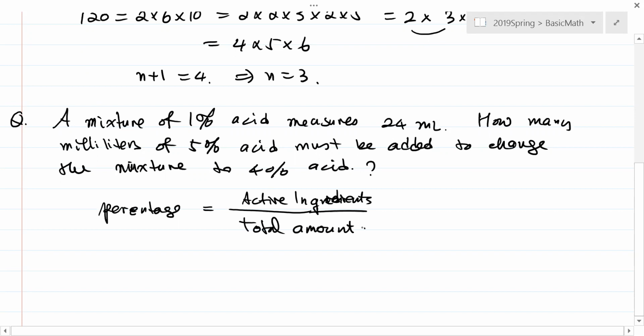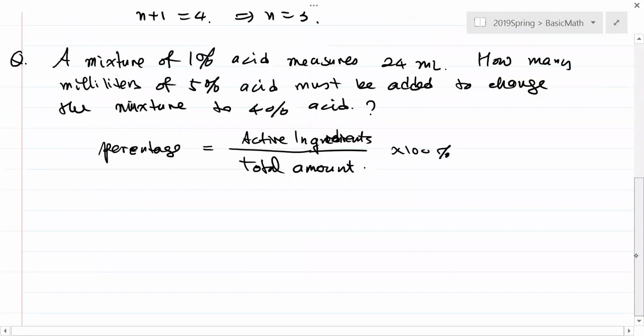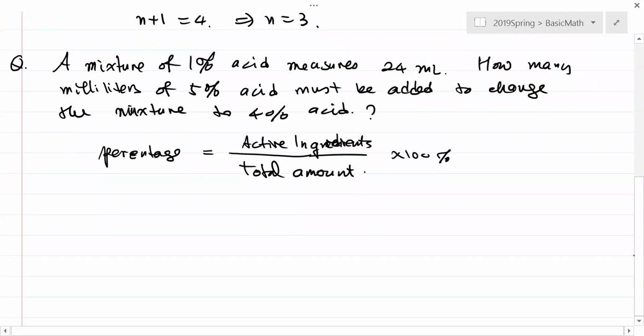Okay, so this is a formula multiplied by 100%. The amount of active ingredient in the container, divided by the total amount, and multiplied by 100%. That's called the percentage of concentration. This is a formula we define, so all you have to do is use this to calculate.